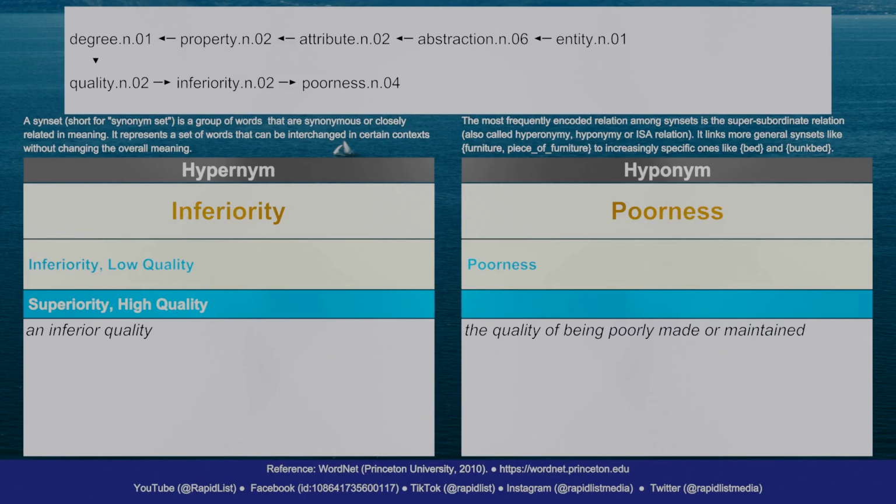Poorness. The quality of being poorly made or maintained. She was unrecognizable because of the poorness of the photography. Scrawniness. The property of being stunted and inferior in size or quality. The scrawniness of sickly trees.